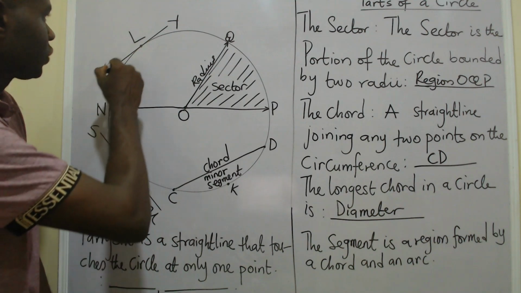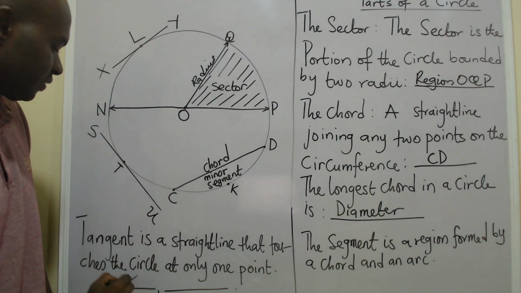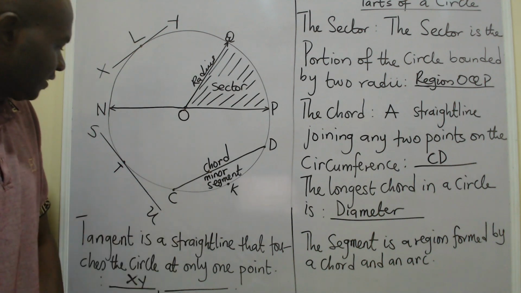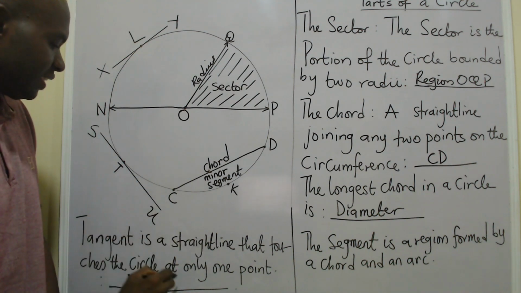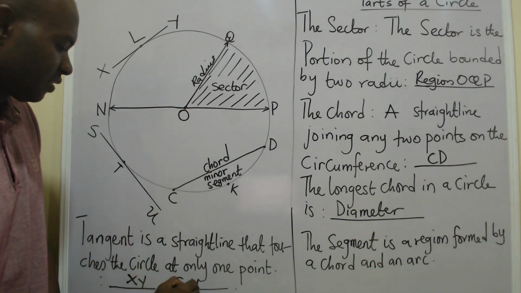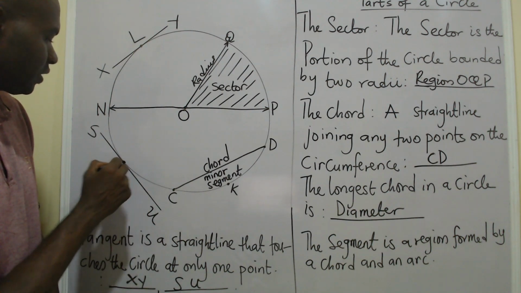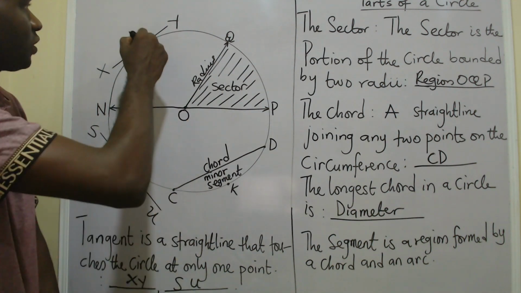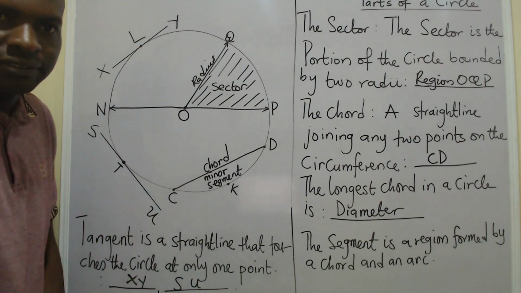Okay, XY is a tangent. Another tangent, XU, is a tangent touching the circle at point T. This one is touching the circle at point L.